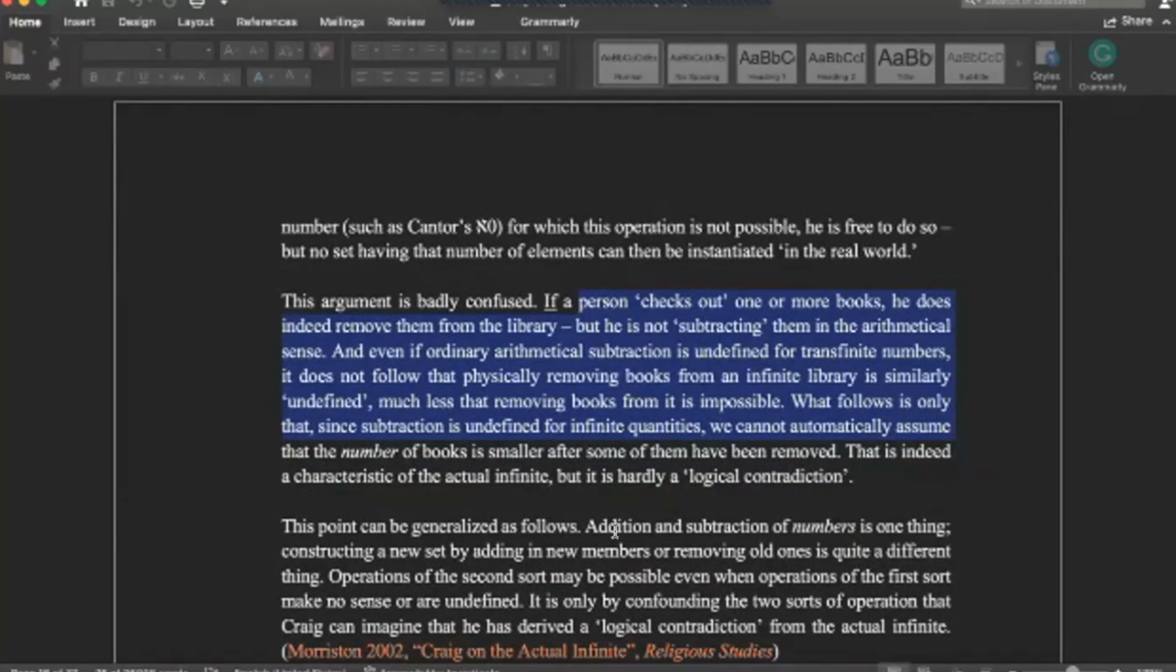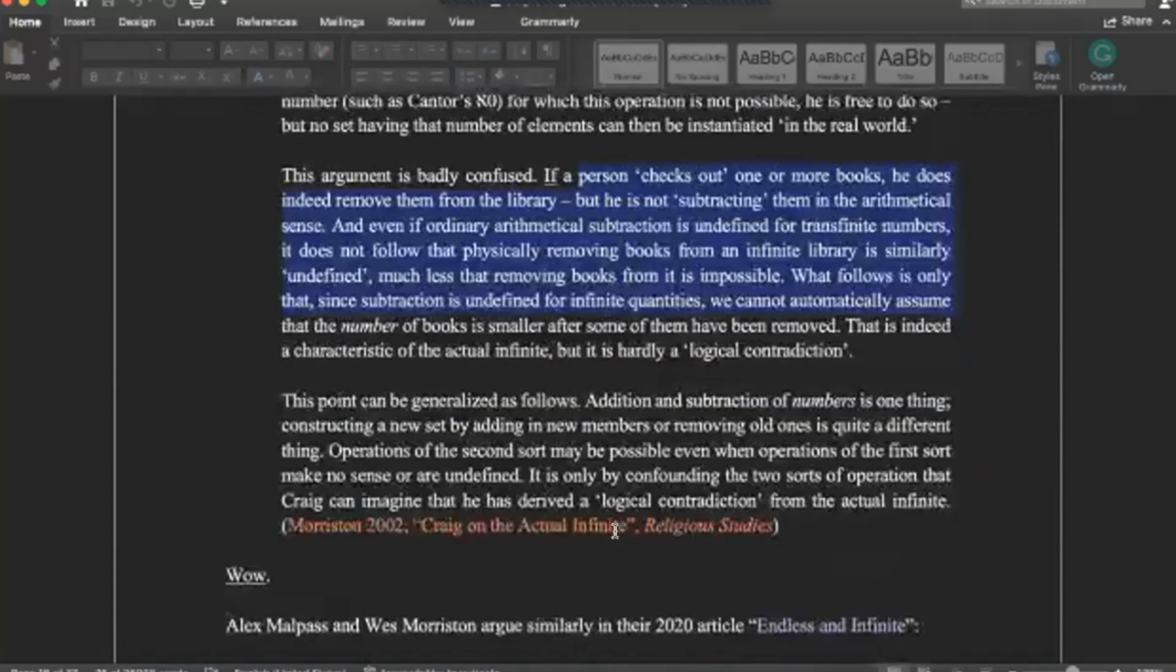Addition and subtraction of numbers is one thing. Constructing a new set by adding in new members or removing old ones is quite a different thing. Operations of the second sort may be possible, even when operations of the first sort make no sense or are undefined. It is only by confounding the two sorts of operation that Craig can imagine that he has derived a logical contradiction from the actual infinite.